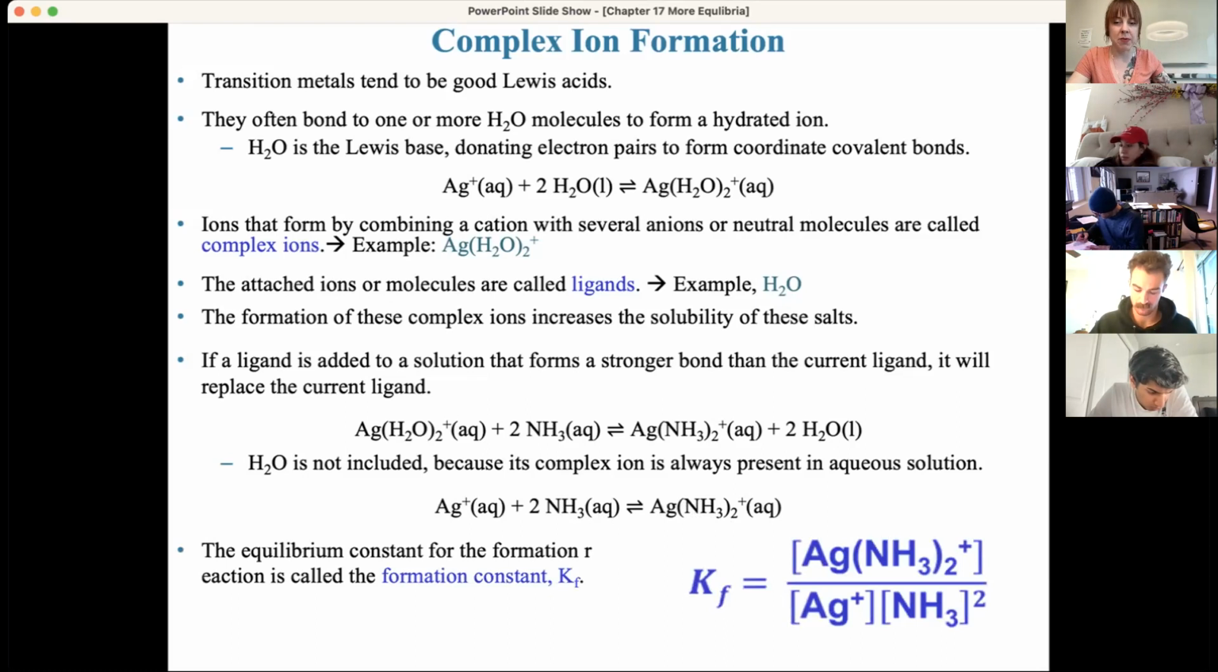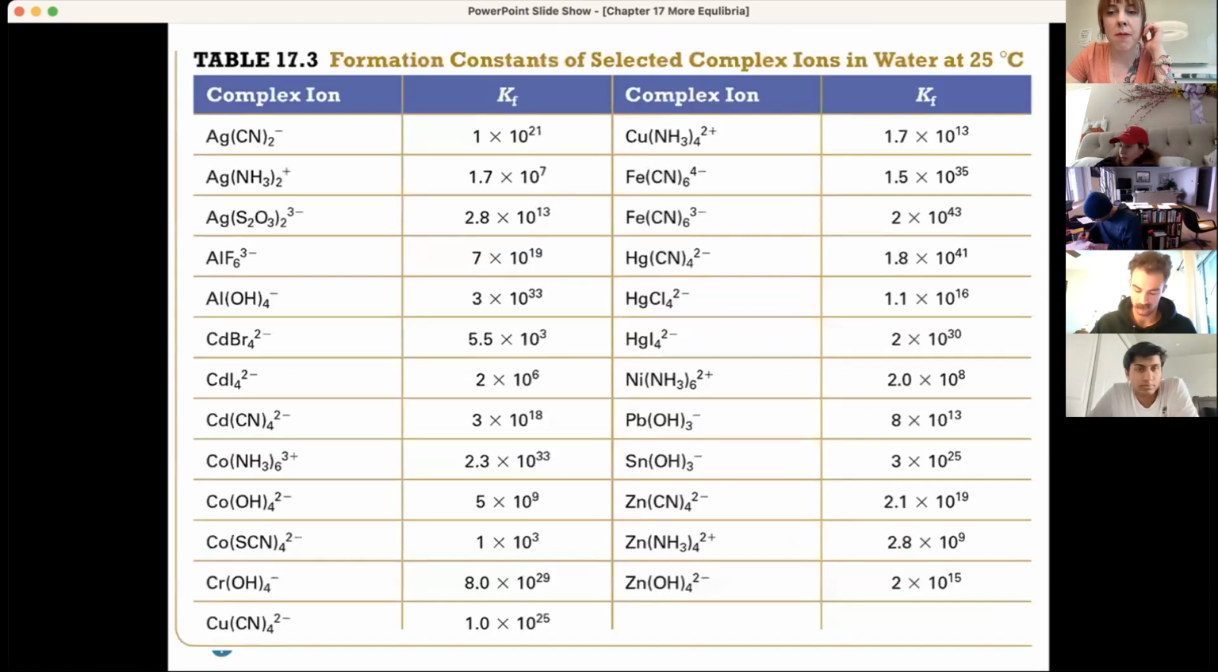So again, we'll still be dealing with products over reactants, still raised to the powers and such. Here are a bunch of KF values for a variety of complex ions. Notice aluminum has a charge of +3. So if I have 6 fluorides on there, I have a +3 and then 6 minuses. So then my overall charge of this ion is 3-.